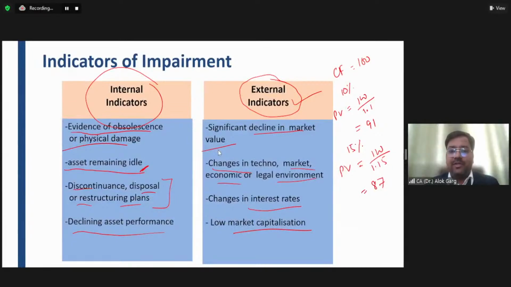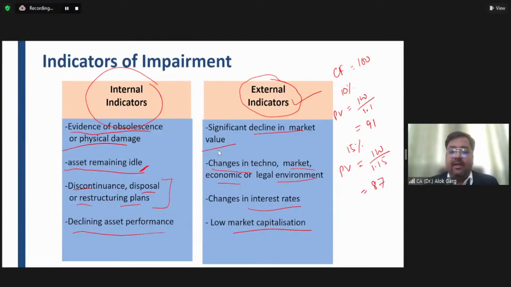And we have also discussed the exceptions, where even though an indicator is there or an indicator is not there, you still have to go for the impairment exercise. I mean to say, you have to go for estimating the recoverable value, right?